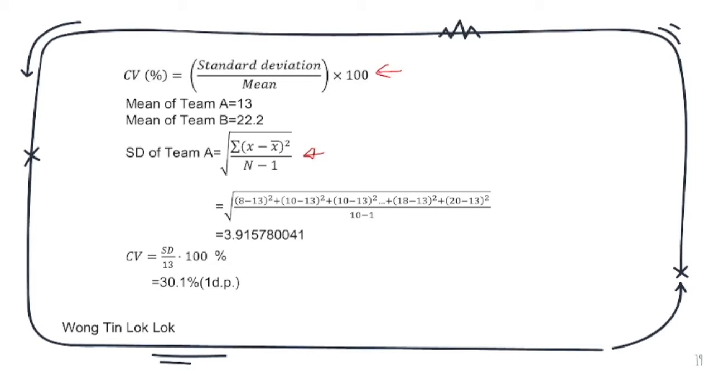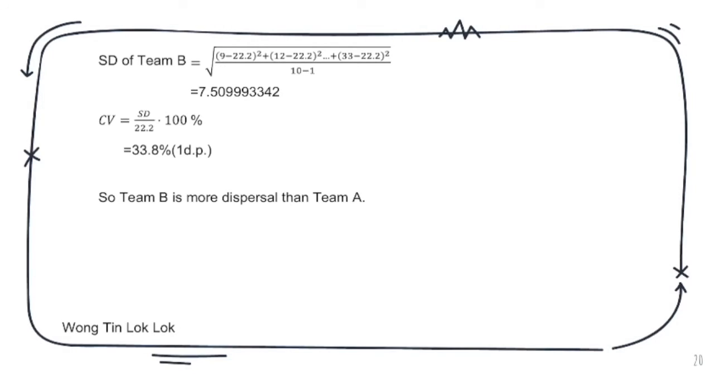3.91578041. The CV is equal to the standard deviation of Team A divided by 13, which is the mean of Team A, times 100%. The CV is equal to 30.1%, correct to 1 decimal place.